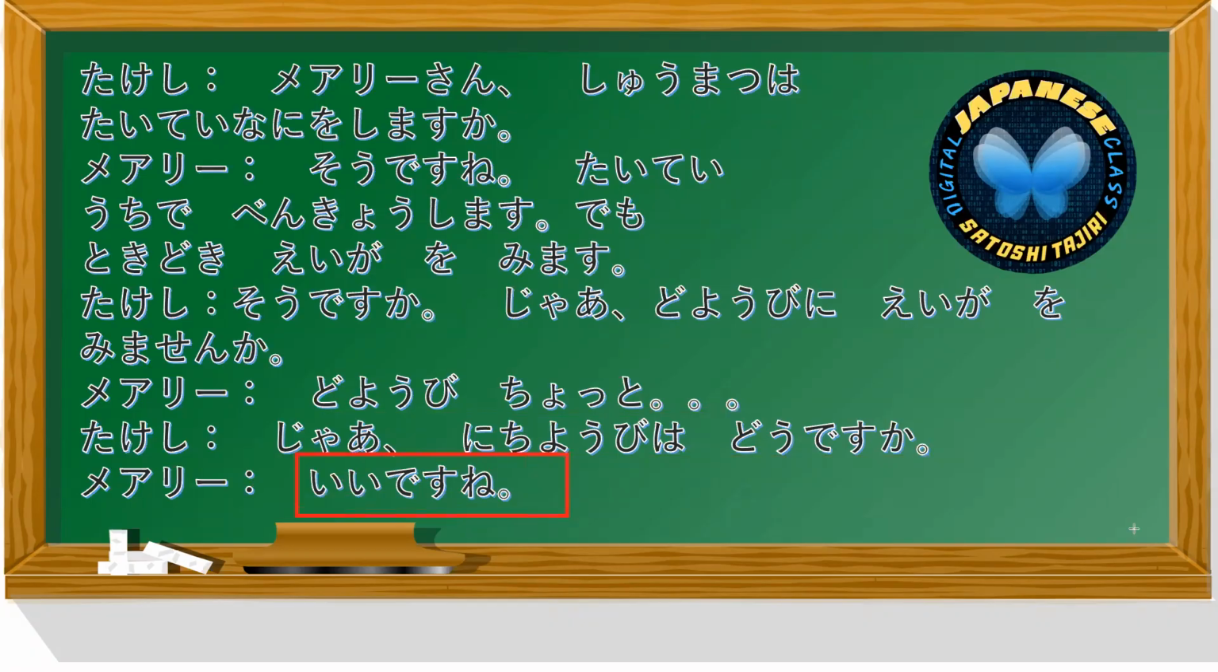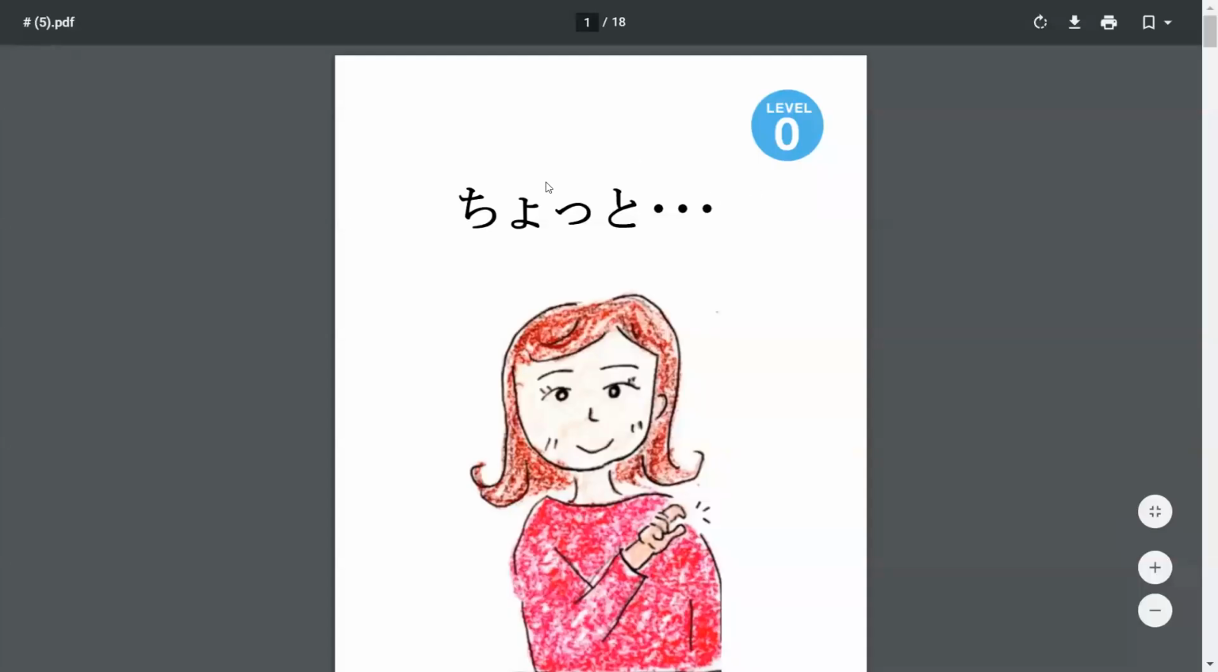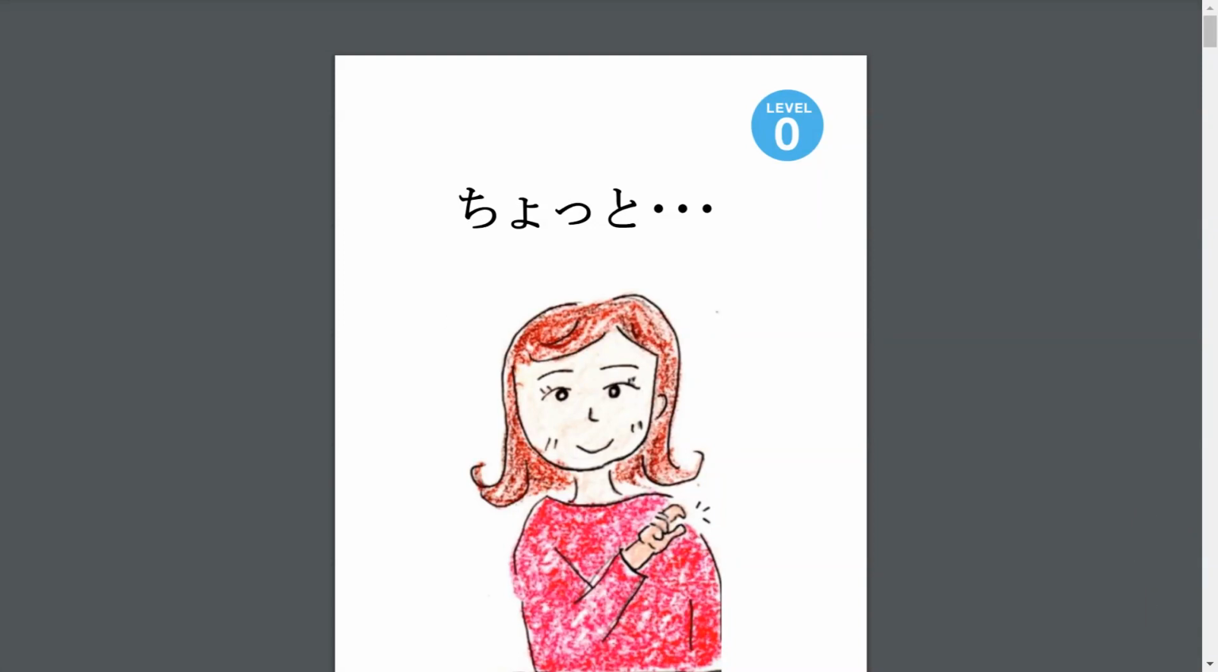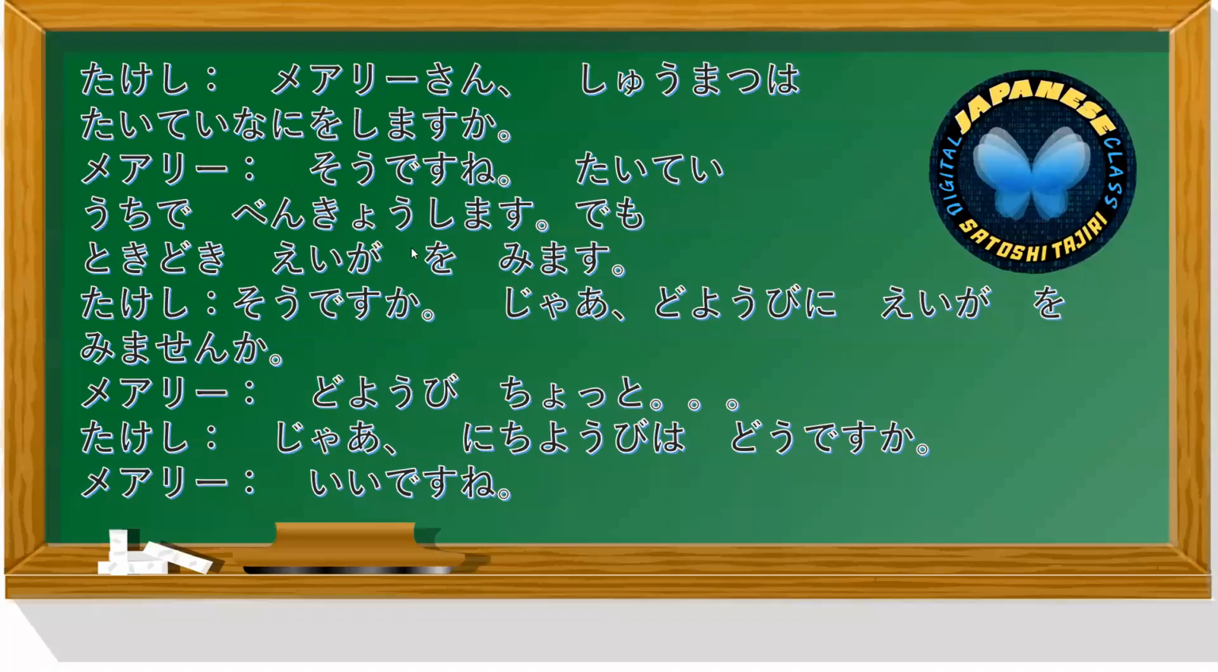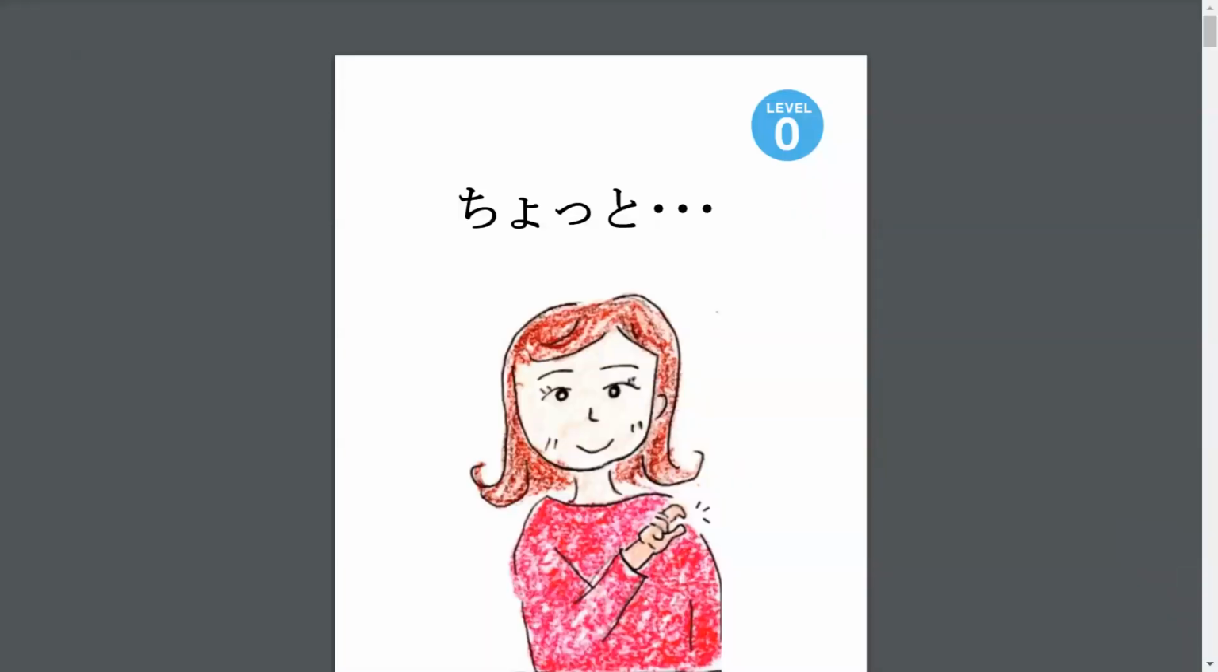いいですね. So we have level 0 for this topic. We will talk about chotto. Earlier, we were able to hear the word chotto in our conversation, right? Like this one, doyobi chotto. Now let's look at more meanings and understand what chotto means.